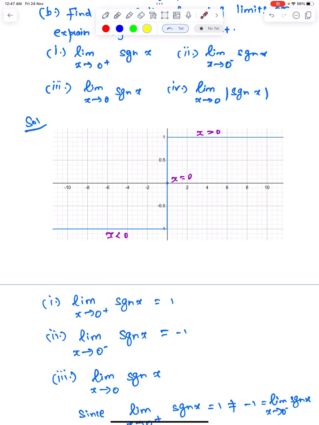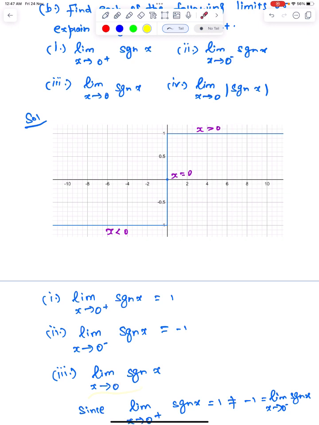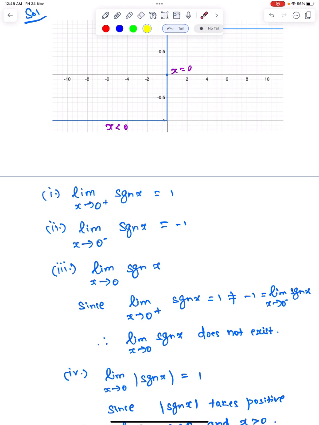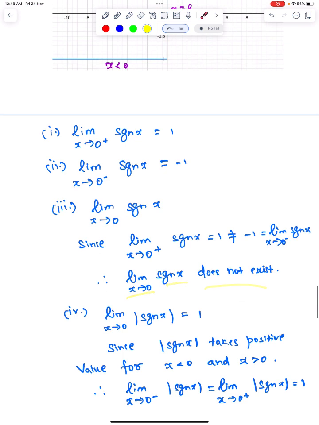But when x is tending to 0, what is the signum function of x? Now it is very clear by a rule. Whenever the left hand limit and right hand limit are the same, then the limit exists. But what happens in this case? You have different numbers, plus 1 and minus 1, which are not the same. Therefore, the limit of the signum function of x as x approaches 0 does not exist. Now, what is the case for the limit as x tends to 0 of the modulus of the signum function of x?